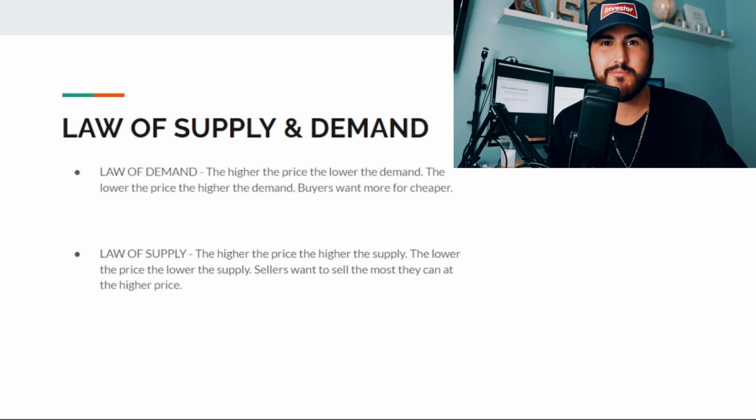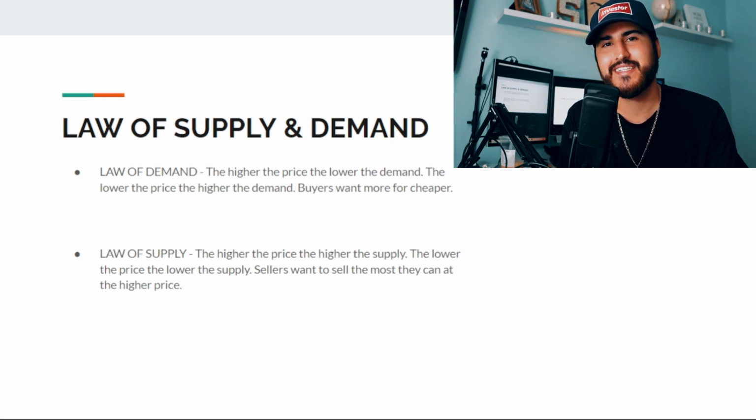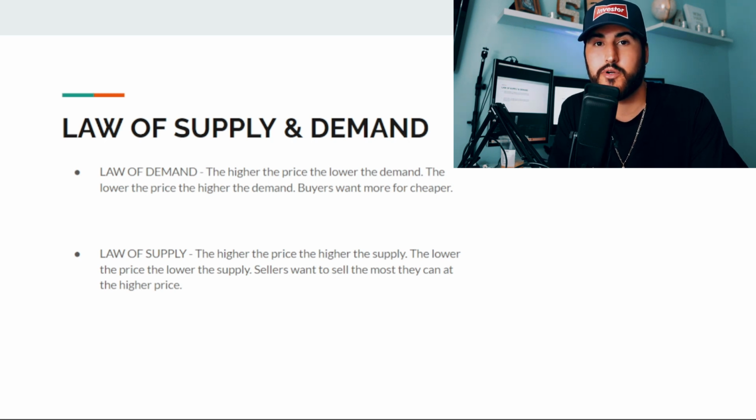The law of supply is the reverse of that. The law of supply states that the higher the price is, the higher the supply is. Because as things get more and more expensive, producers are going to want to produce more of it so that they can sell it and continue to get those high prices.